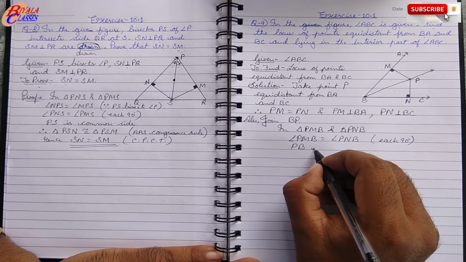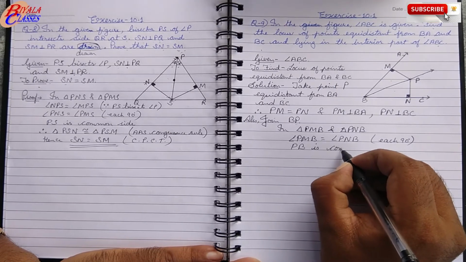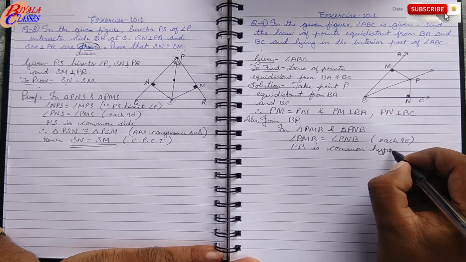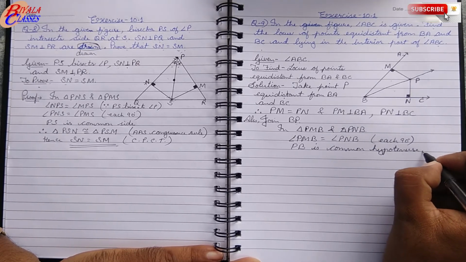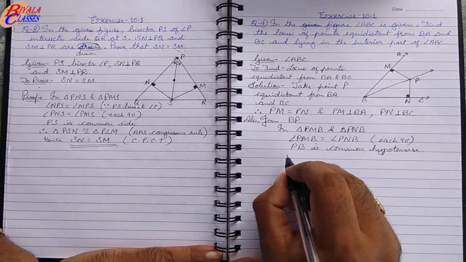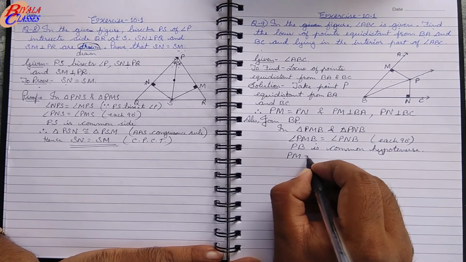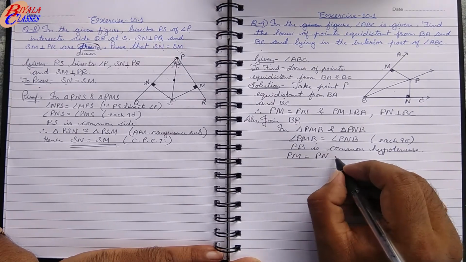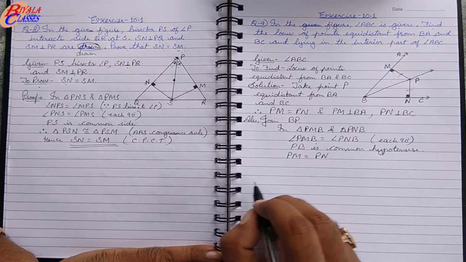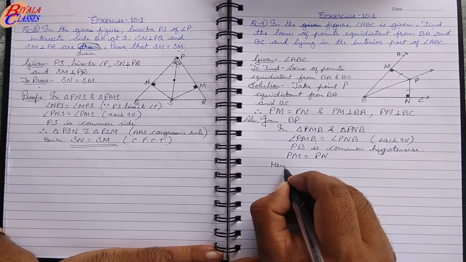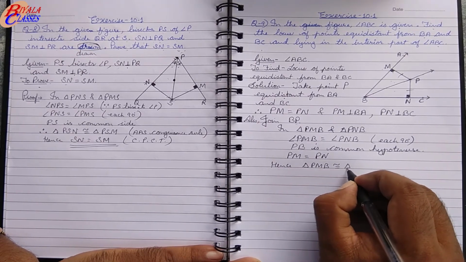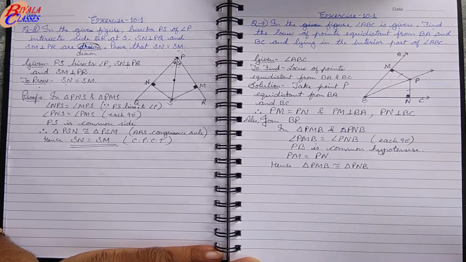PB is the common side, or because both are right angle triangles, it is the common hypotenuse. The side opposite to 90 degrees is known as the hypotenuse, so PB is the common hypotenuse, and PM is equal to PN, because point P is at equal distance from BA and BC. Hence triangle PMB is congruent to triangle PNB.